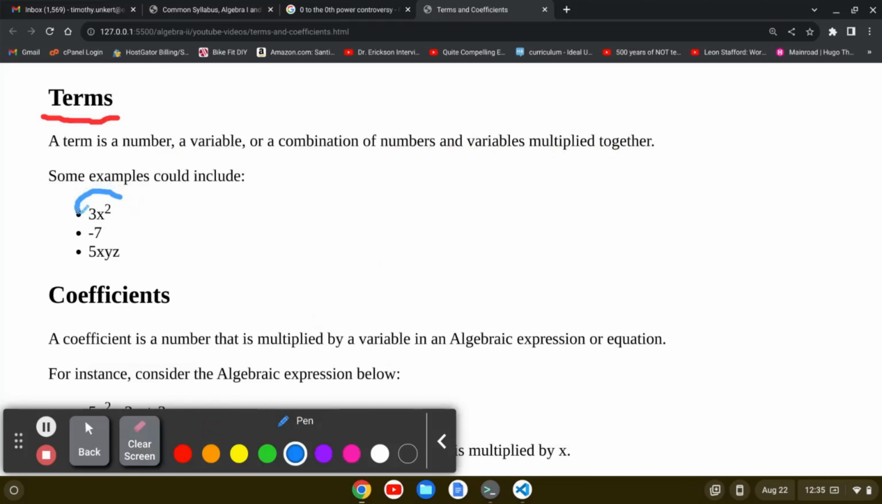So 3x squared, that could be a term. We could have minus 7, that could be a term. And we could have 5 times xyz. That could also be a term.